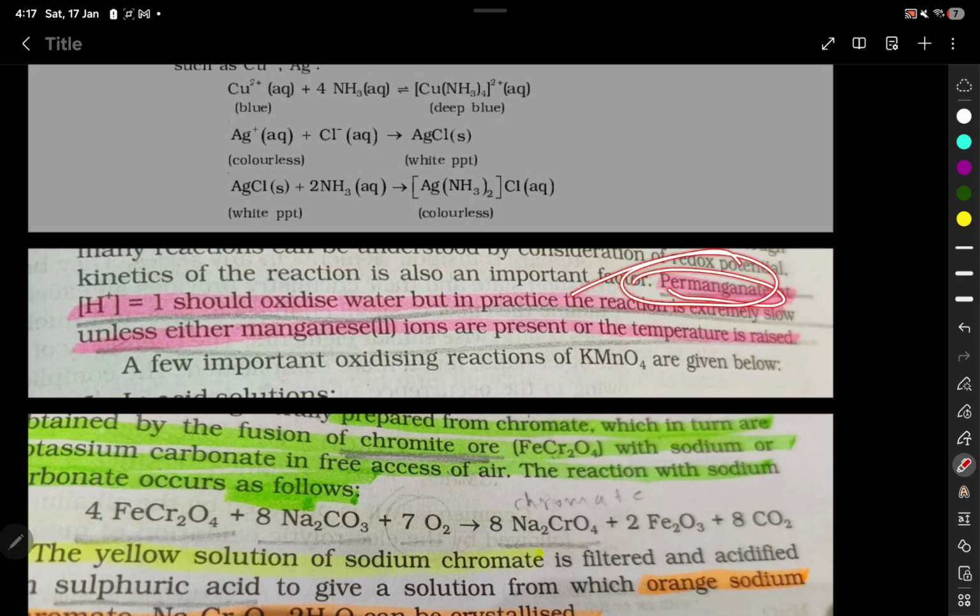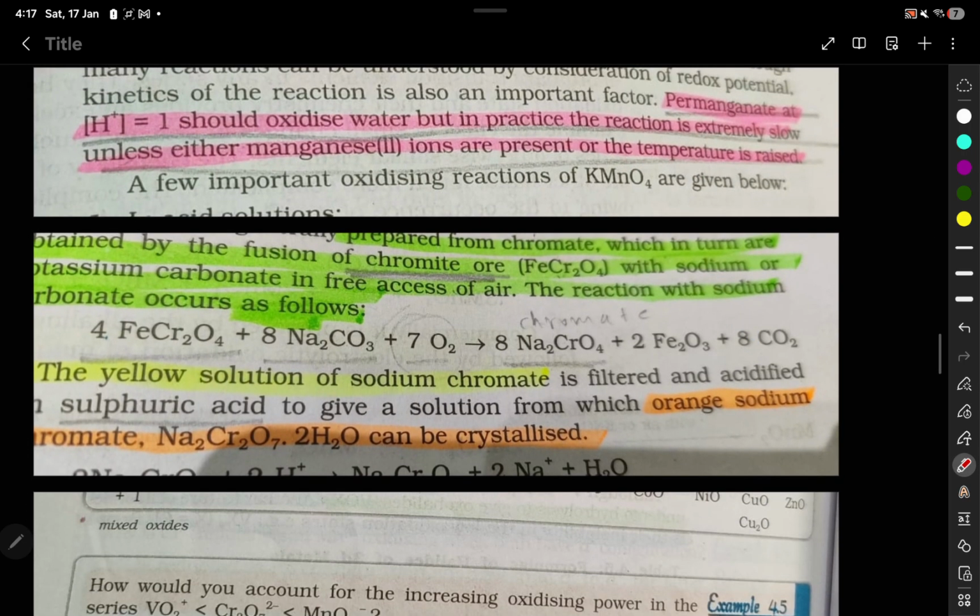Permanganate, which means MnO4 minus, right? MnO4 minus should oxidize water, but in practice the reaction is extremely slow unless either Mn2+ ions are present or the temperature is raised. Okay, then we have this very important reaction that has come in JEE in 2026, and they've asked the molar mass of Fe2O3 in a very indirect manner, so we will be remembering this fully.